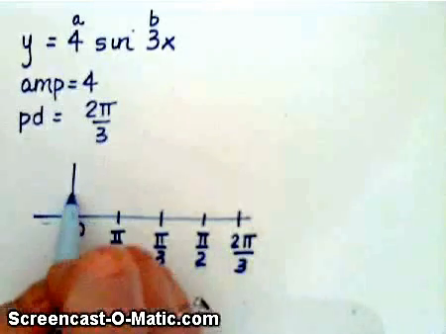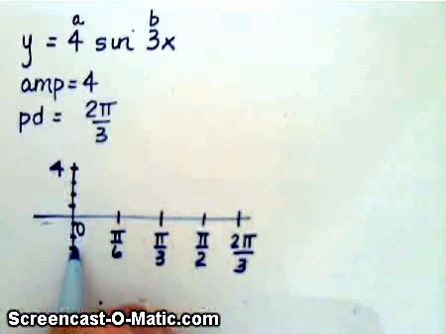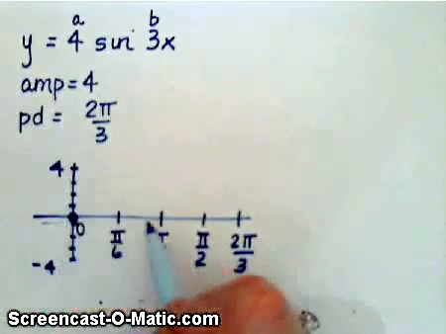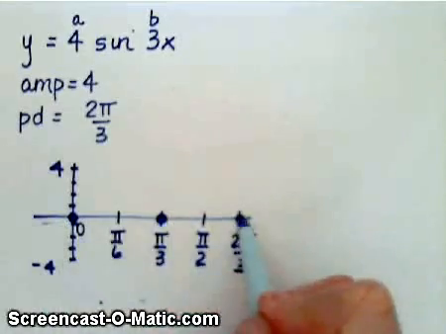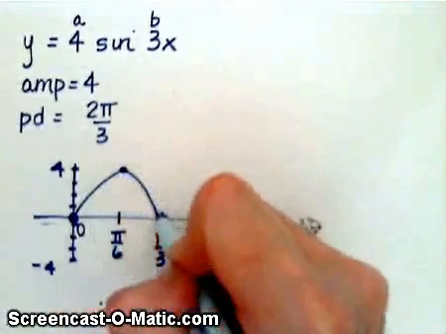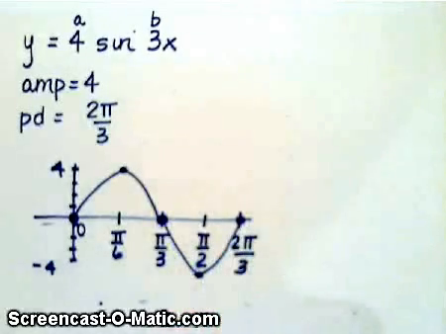Then we will put the amplitude on the graph. There's 4 and -4. This graph crosses at the beginning, in the middle, and at the end. It will go up to 4 at the high point and down to -4 at the low point. And there you have one period of y equals 4 sine 3x.